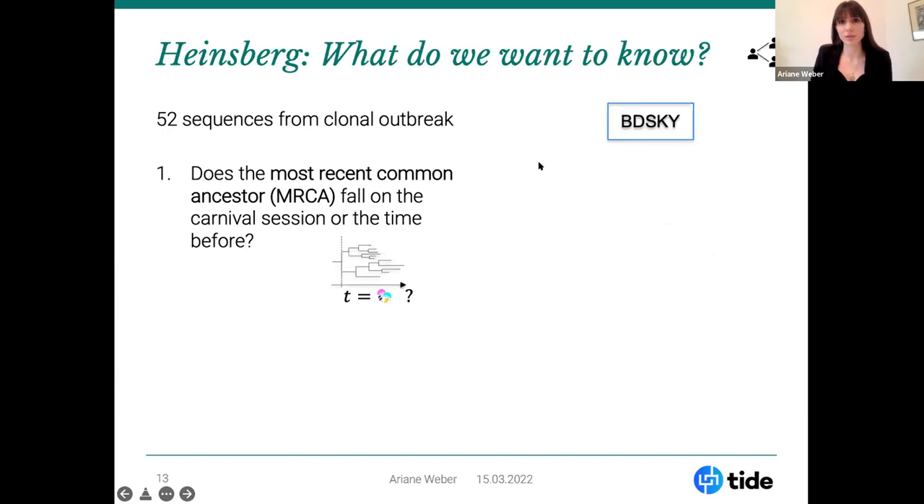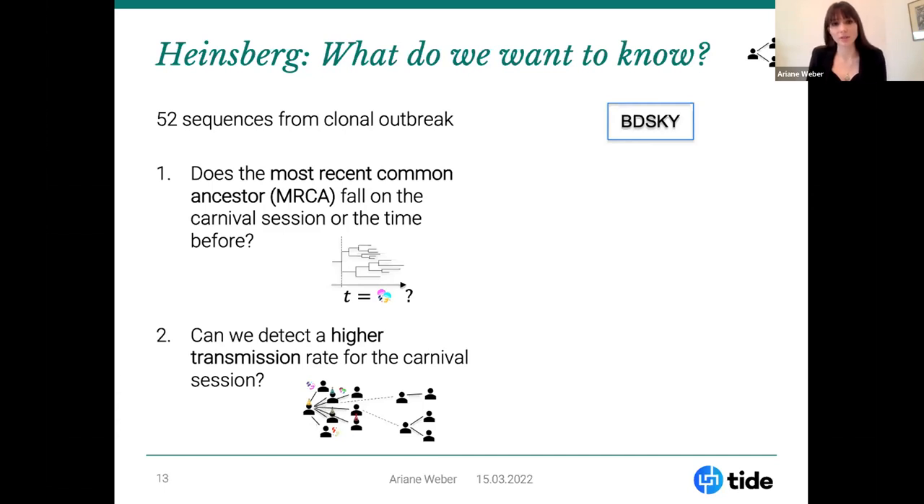The first one is about the timing of the most recent common ancestor, specifically if the most recent common ancestor of the tree falls before, during, or after the carnival session. This would basically be about if we find genetic evidence that this carnival session falls into the time period that is spanned by the outbreak itself. And if that is the case, we also want to ask if we can actually detect a higher transmission rate for the time in which the carnival session lies, which would then be genetic support of the super spreading event at the carnival session.